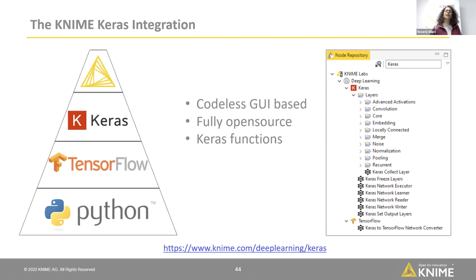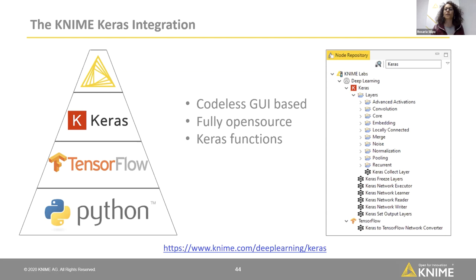Okay, so to do that, we use the KNIME Keras integration. The KNIME Keras integration is an integration of the Keras library within KNIME. The Keras libraries are built on TensorFlow, and then TensorFlow is built on Python. So at the end, you need to install Python and the Keras libraries, and then on top of that, the KNIME Keras integration. The advantage of using the KNIME Keras integration is that you can take full advantage of the Keras functions. It's fully open source, but you don't need to code because you can use the codeless graphical user interface of KNIME, the classic one from KNIME.